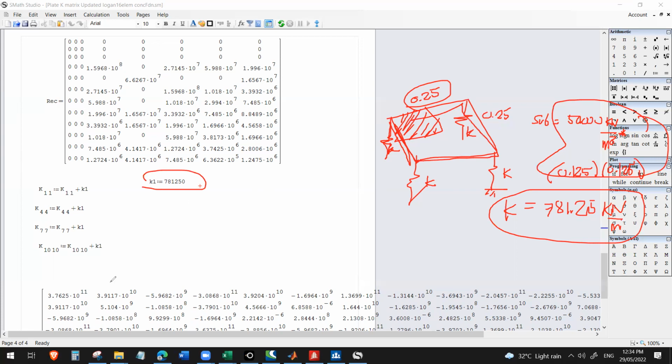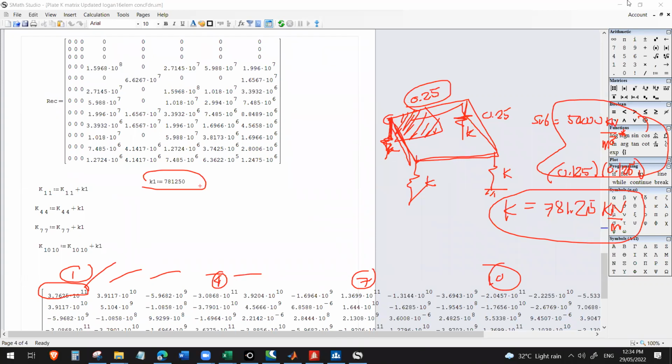This is the 12 by 12. And the K with this vertical spring is an addition here, right? This is 1, 2, 3, this is 4, 5, 6, 7, 8, 9, 10. So this one is the stiffness of the plate in the vertical direction.